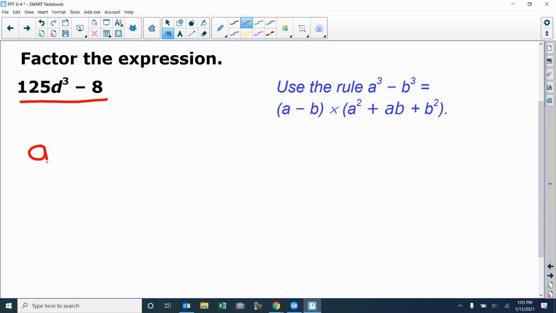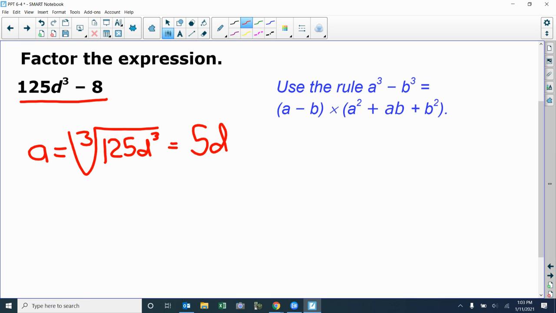So my a is going to be equal to the cube root of 125d to the third, which is 5d. My b is going to be the cube root of 8, which is what? What is the cube root of 8? 2. Now what does it become?